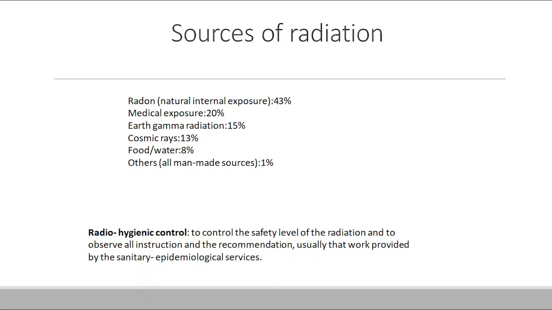If we talk about sources and percentages: radon 43%, medical exposure 20%, terrestrial gamma radiation 15%, cosmic rays 13%, food and water 8%, and all man-made sources 1%. So radio hygiene control is to control the safety level of the radiation and to observe all instructions and recommendations, usually that work is provided by the Central Epidemiological Services.